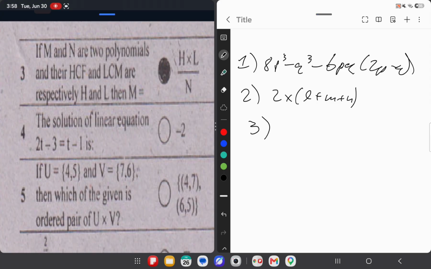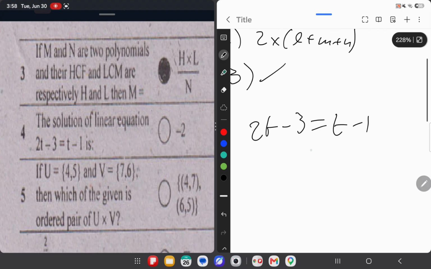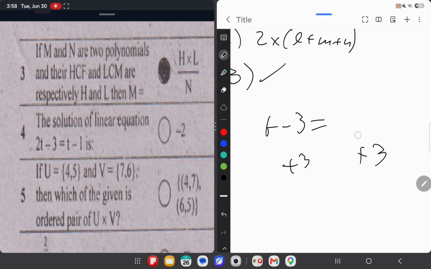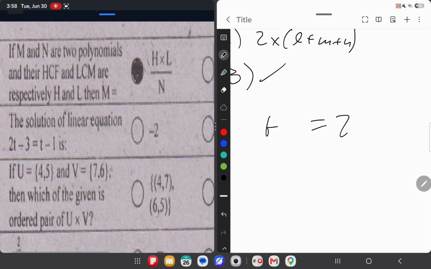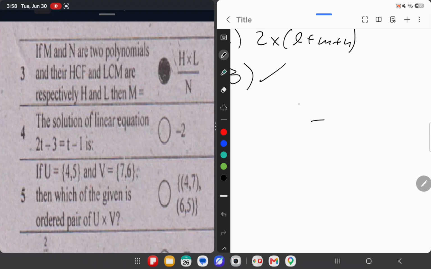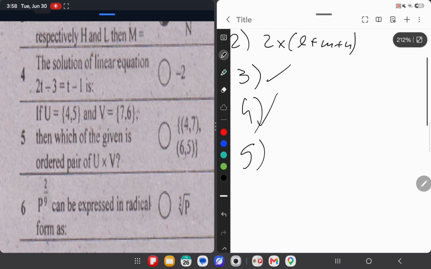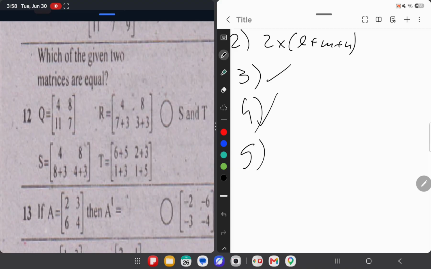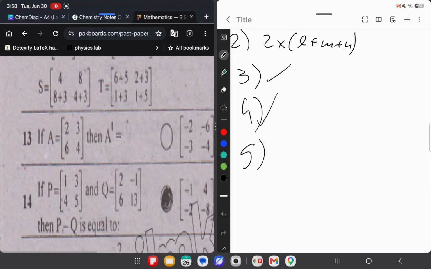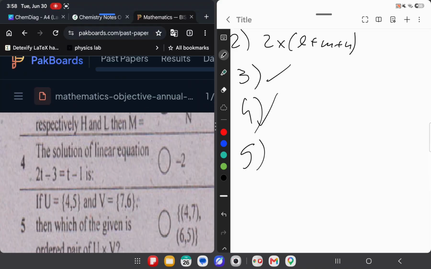Solution of the linear equation 2t - 3 = t - 1. Minus t, plus 3, so t is equal to 2, right? Yeah. So 4 is done. 5, okay, how many are there? 14, 15 it seems. Okay, way back behind.